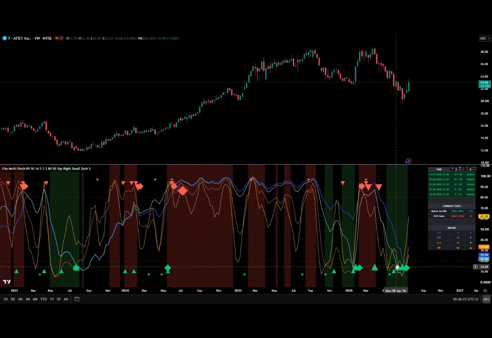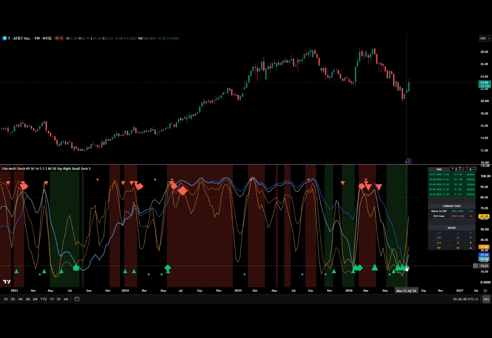Now the crosses, which are the second half of the indicator. Every time one stochastic crosses another, a marker is printed. Small triangles are the fast crosses between the 5 and the 14. Bigger triangles are the 14 against the 50. The size tells you the weight, the slower the pair that crosses, the bigger the marker, and the more it matters.